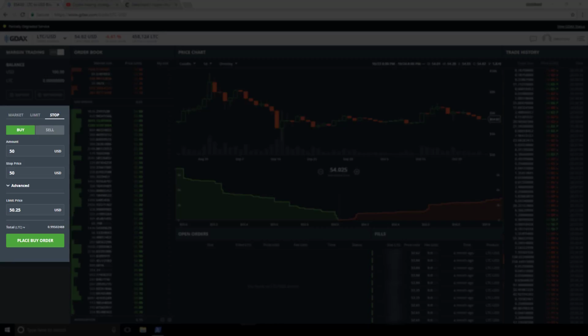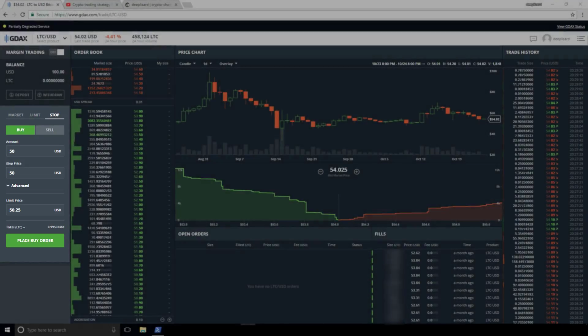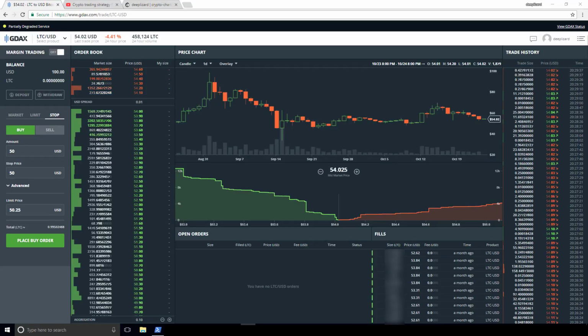This setup is very similar to the setup we had in the previous video when we discussed buy side stop orders. This time, the difference is our parameters, the stop price and the limit price, are sitting below the current market price. They're sitting below that $54 level.